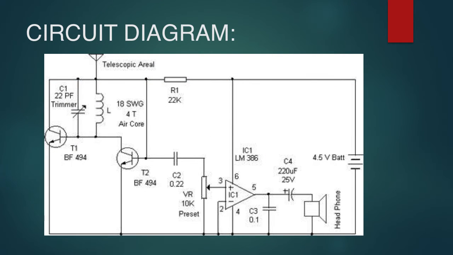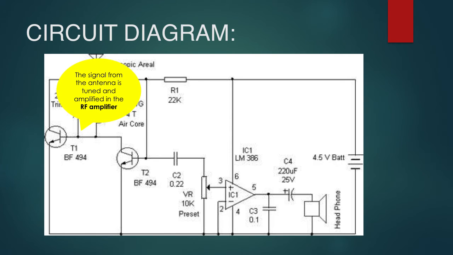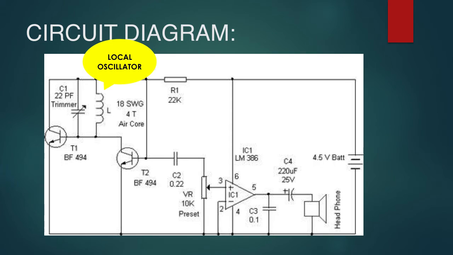The circuit diagram that we are using is this one. T1 BJT acts as an RF amplifier. The signal from the antenna is tuned and then amplified in it. This is the LC oscillator. C1 and L form the LC oscillator when L and C1 are placed parallel to each other.